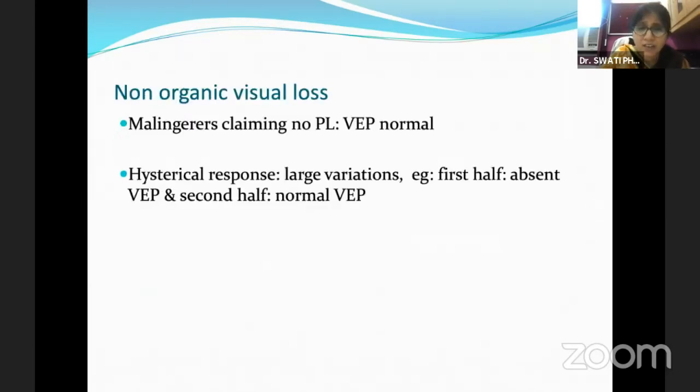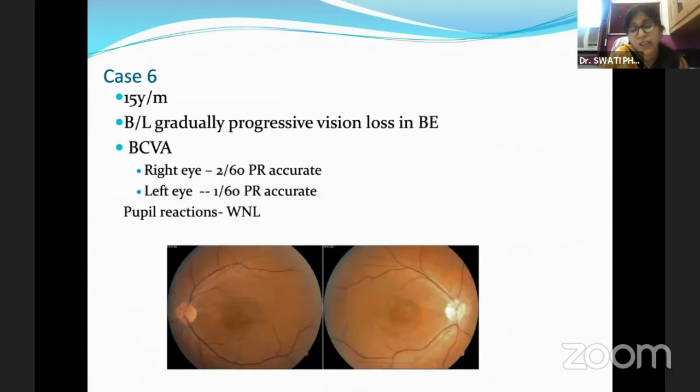Then in non-organic visual loss, the VER may help in detecting some kind of functional visual loss. This was another case which we frequently see in our day-to-day practice, where a patient presented with poor vision, and on examination there was just a disc pallor present. So VER was not so helpful.